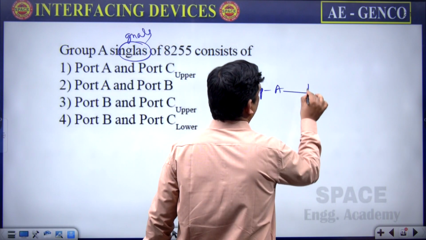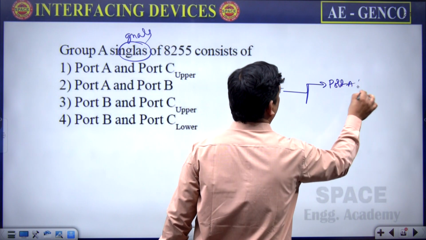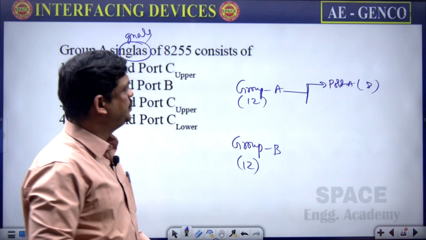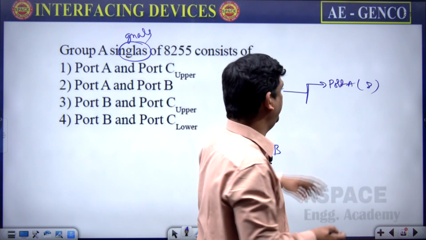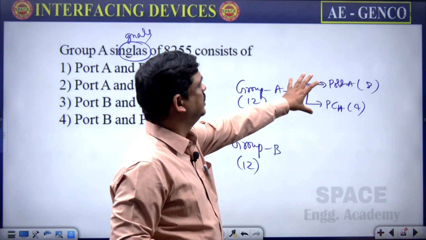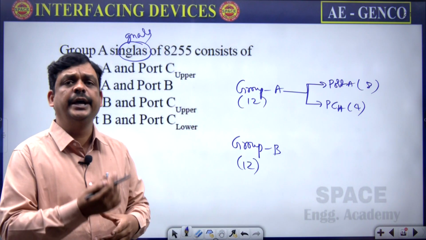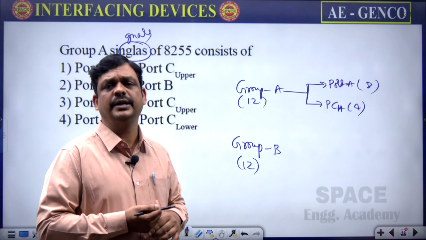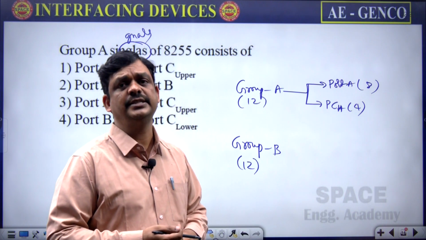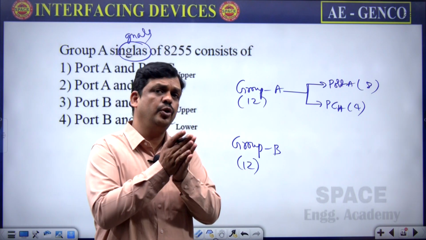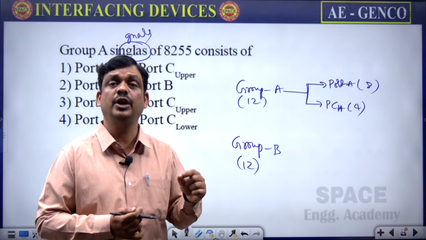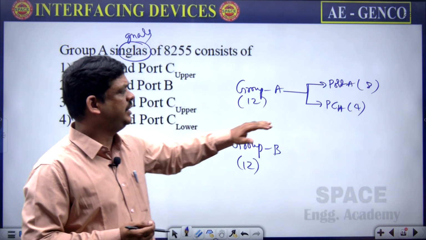Group A consists of two parts. One is port A, 8 lines, because each group consists of 12 lines in total. Group A consists of port A and port C upper. Port C upper consists of 4 lines. To perform external operations, sometimes we require acknowledgement, that is, handshaking signals. Port C lines act as handshaking signals in a few modes, so port C is divided into two parts of 4 bits each: PCH and PCL. PCL is the port C lower nibble, which also consists of 4 lines.